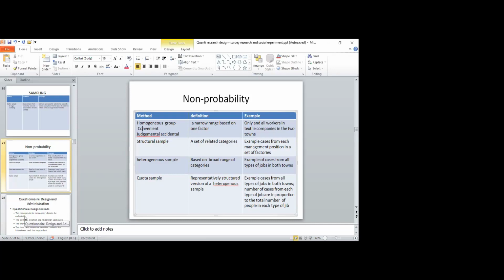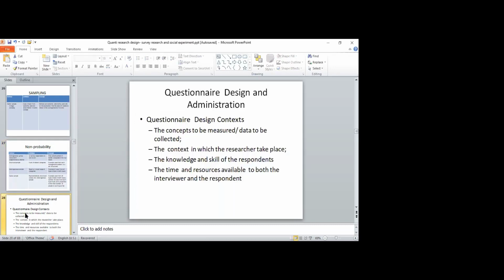Okay, so that's sampling. What is the third aspect? Questionnaire design and administration. All right, the third aspect is questionnaire design and administration. So the questionnaire design context is like this. Do you have any questions so far on the two? We discussed measurement and sampling. Before we proceed, do you have some clarifications that you want me to elaborate further?